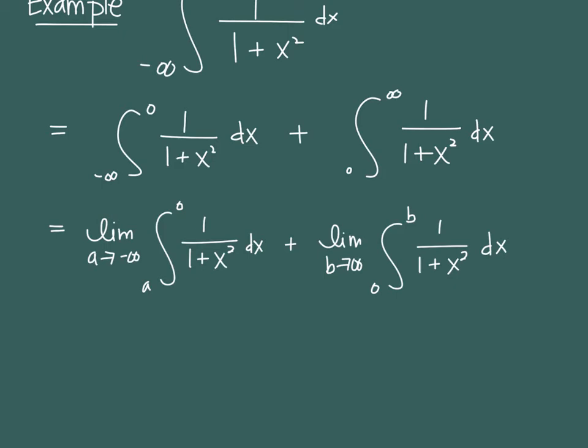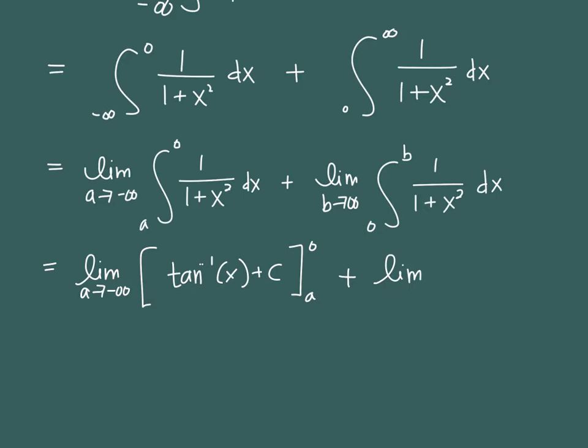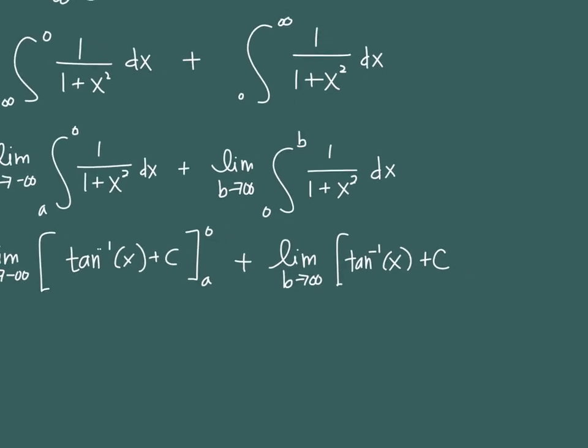What is the antiderivative of 1 over 1 plus x squared? Inverse tangent. So I get the limit as a approaches negative infinity of the inverse tangent of x plus c going from a to 0. And then I get the same antiderivative with a different limit. This time the limit goes from b to positive infinity of the inverse tangent of x plus c. That one is going from 0 to b.